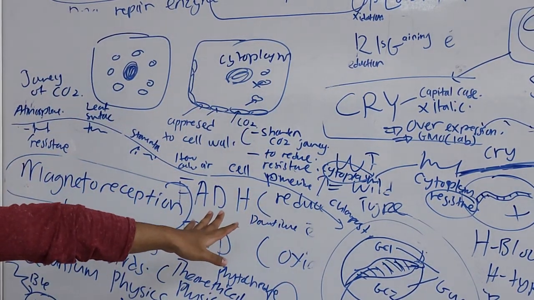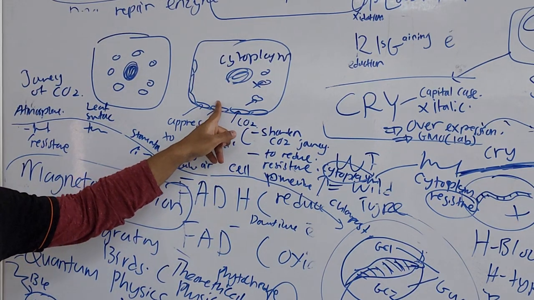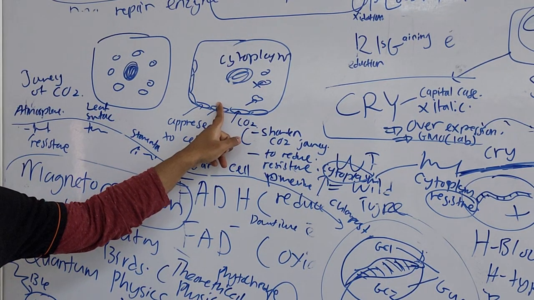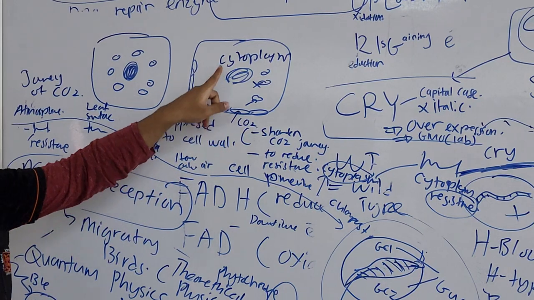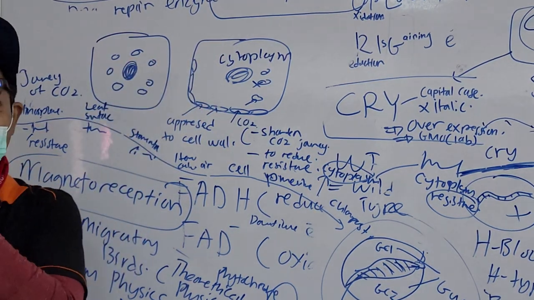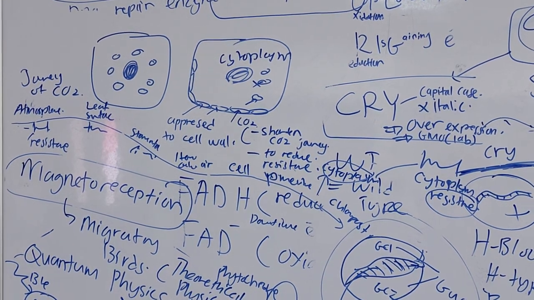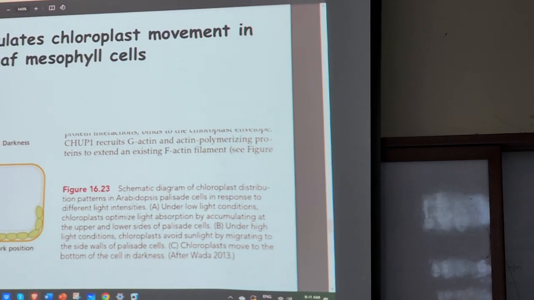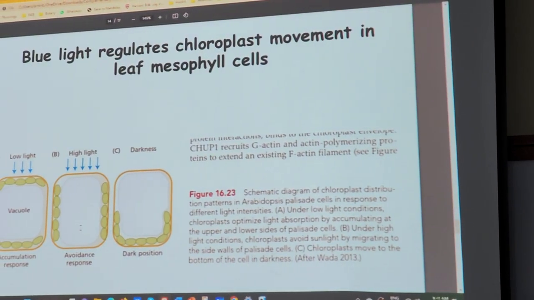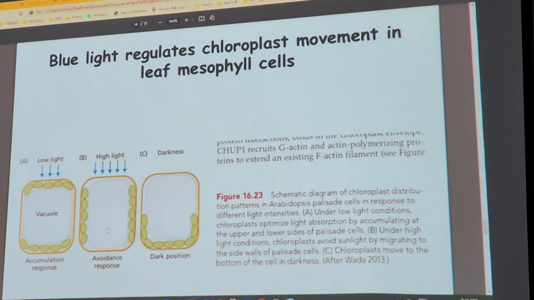Unnecessary. So by having the chloroplast oppressed to the cell wall, the cytoplasm resistance can be eliminated so that the photosynthesis is more efficient. Okay? Alright. Coming back, I have corrected your understanding, okay? So please don't think chloroplast is floating about.